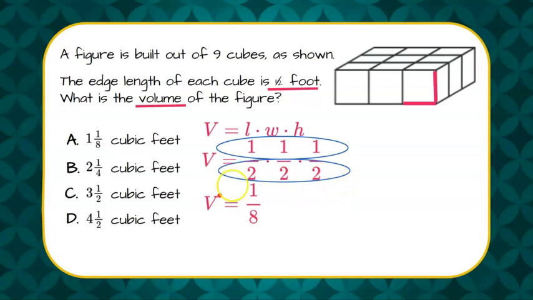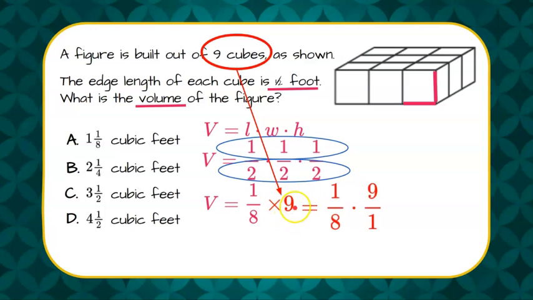So the volume is equal to 1/8. 2 times 2 times 2 is 8. 1 times 1 times 1 is 1. So that means each of these 9 cubes has a volume of 1/8. But we are asked to find the volume of the entire figure, so we need to take the volume of 1 cube and multiply it by the 9 cubes.